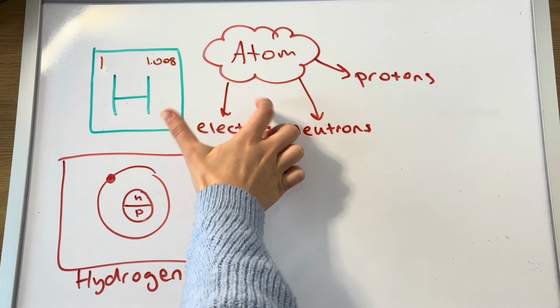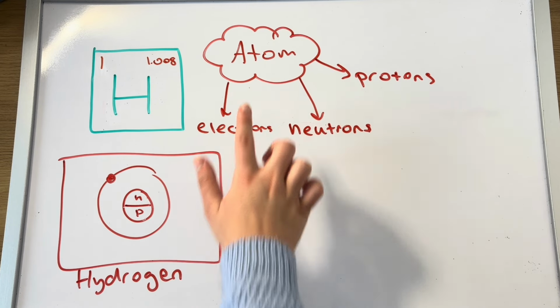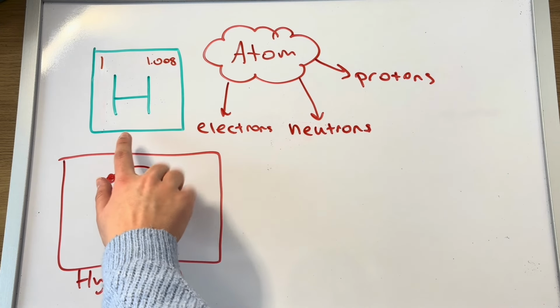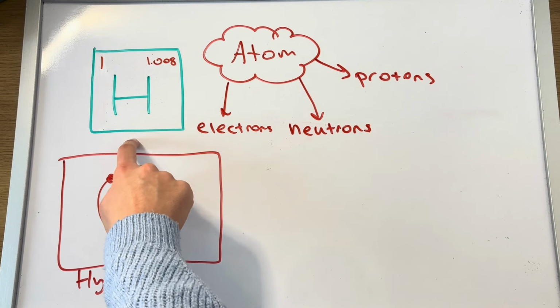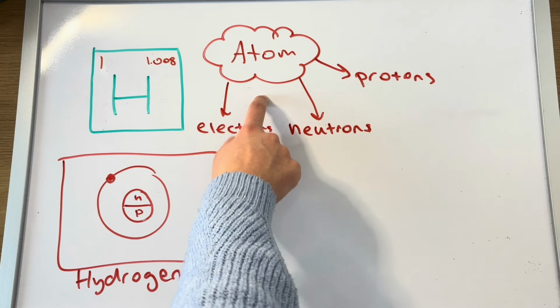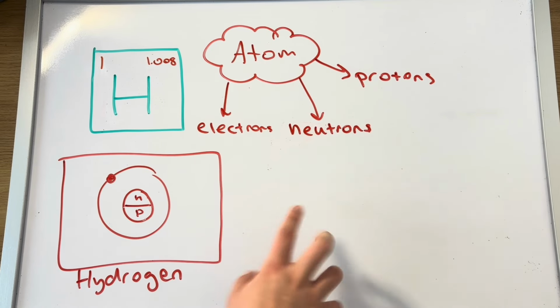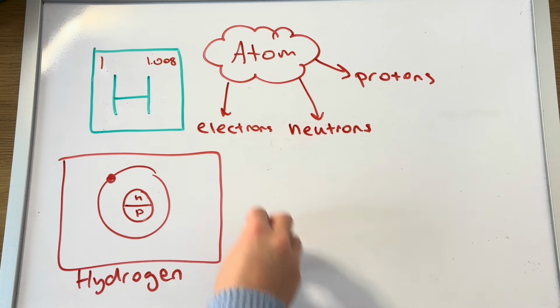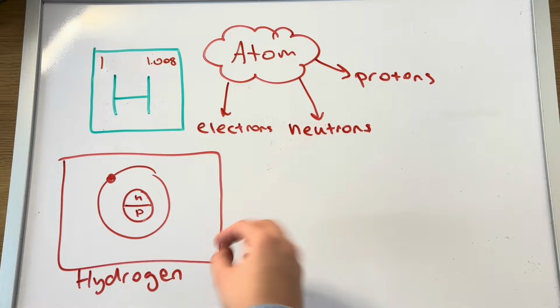To differentiate between elements and atoms: elements are everywhere, and an element is made up of one atom. Those atoms are the building blocks of everything. Atoms are absolutely everywhere, and those atoms would have different elements composed within them.